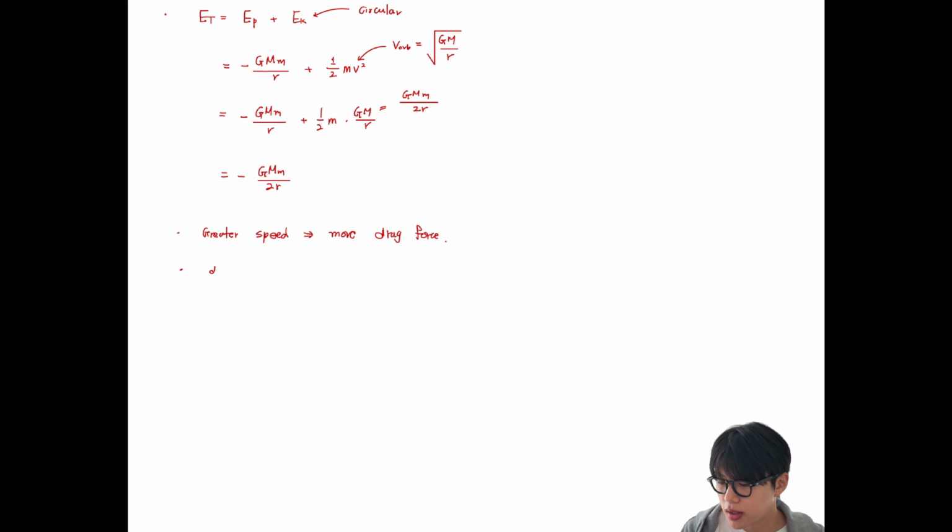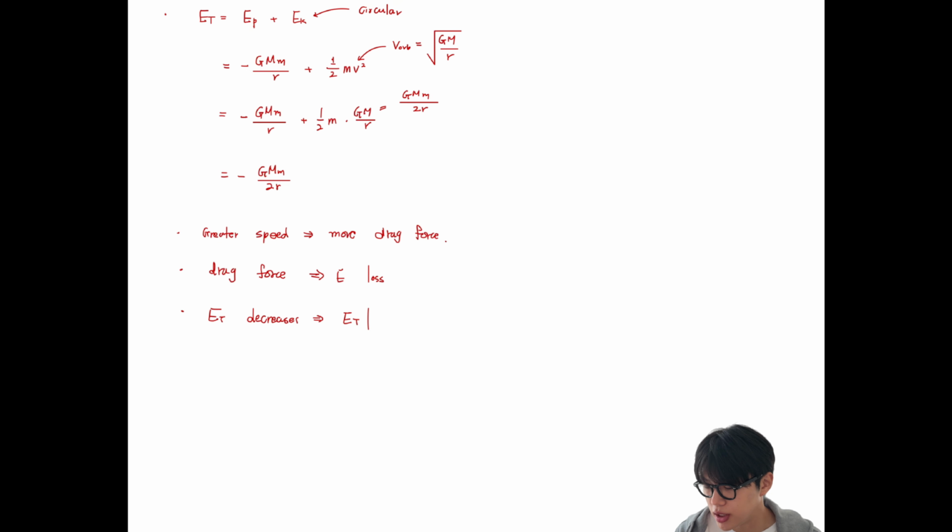And also the drag force leads to energy loss, right? And we can say the total energy decreases, which means that the total energy, E_T, equal to negative GMm over 2r, decreases, right? But normally, if we don't have a negative sign in front of that, if the total energy decreases, we can say the radius should increase, right? However, because they have the negative sign in front of that, we can say the radius should decrease, okay? Because it's a negative value, okay?